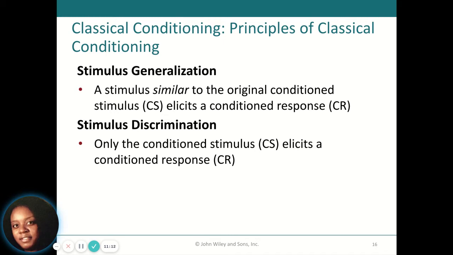Stimulus discrimination is when you can tell the difference between two things. So if Albert was able to discriminate, he would have been able to tell that this small white furry thing is a rat while this other thing is a cat. That means you can tell the difference between something.